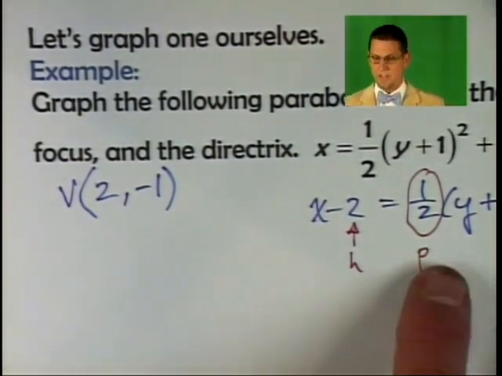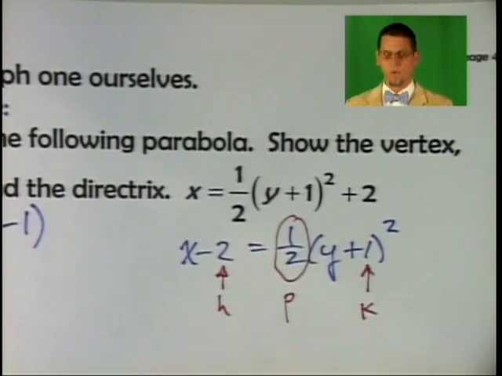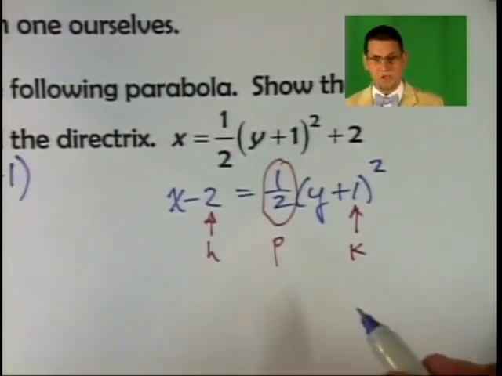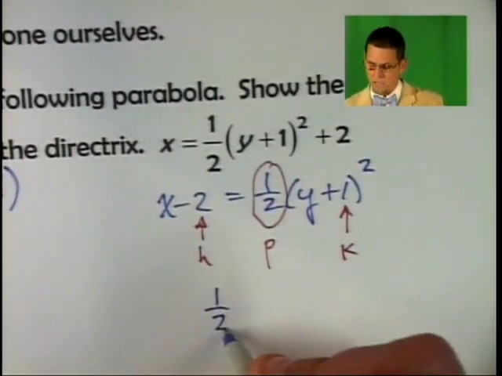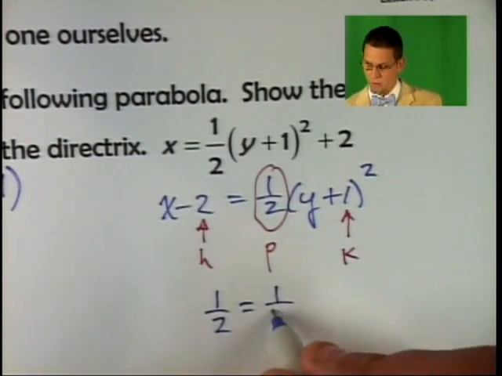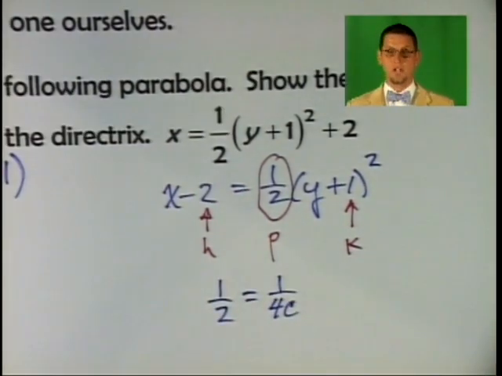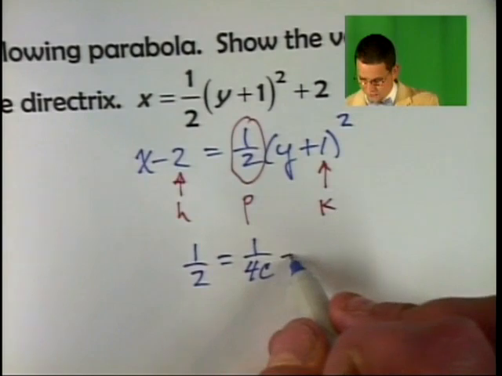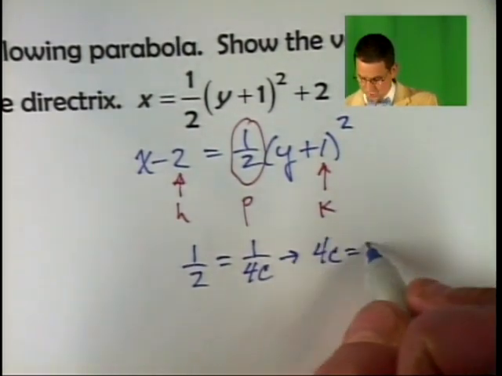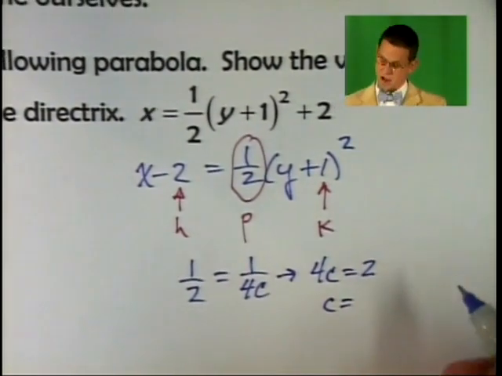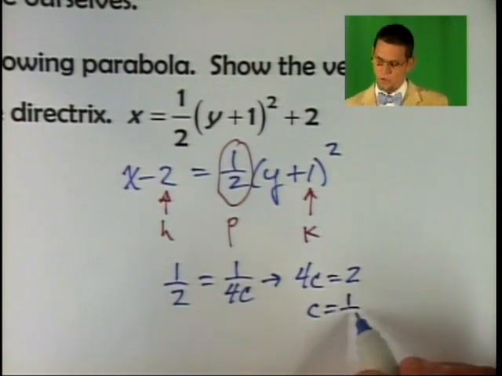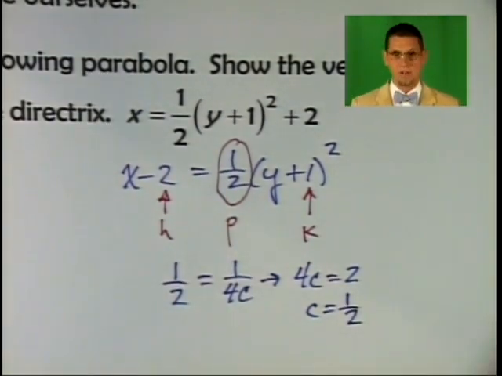Well, remember that the coefficient is really 1 over 4c in either of the two forms. So what you can do then is take the coefficient 1/2, set it equal to 1 over 4c, and then you have a little proportion that you can solve. So if you do that, you get 4c equals 2, divide both sides by 4, and you get c equals 2/4 or 1/2. And it's positive.